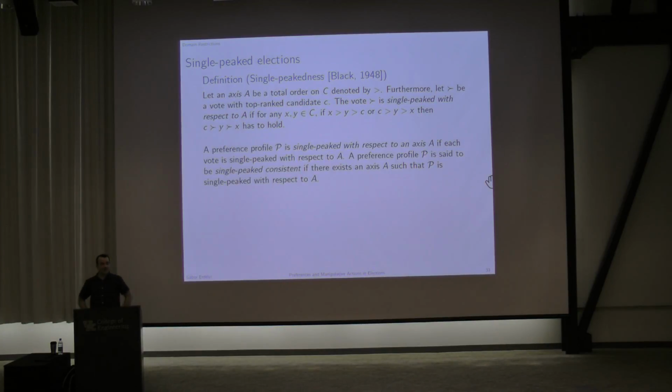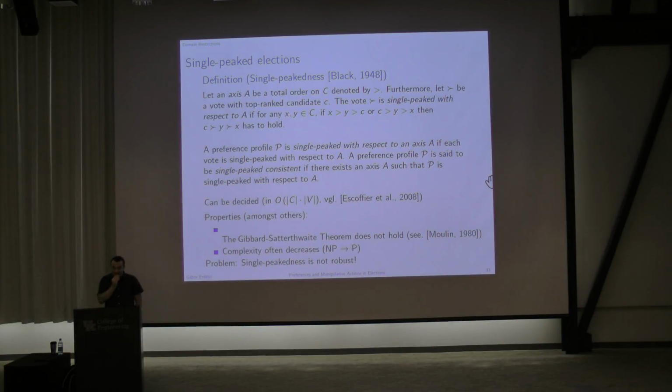We see that the preference profile, so the set of all votes, is single peak with respect to axis A if each vote is single peak with respect to A. A preference profile P is said to be single-peak consistent if there exists an axis A such that P is single peak with respect to A. Now this is a good thing, single peak, because first of all, it can be decided in linear time if the profile is single peak or not.